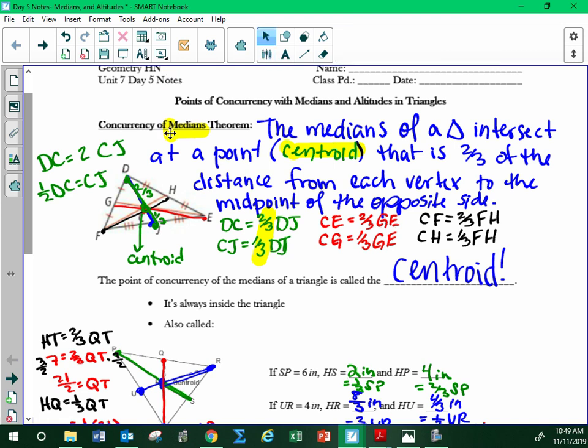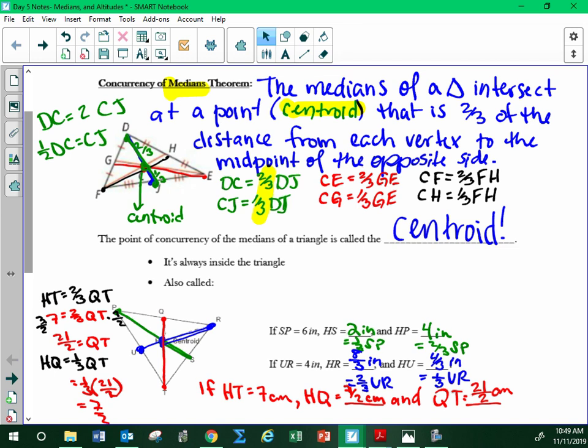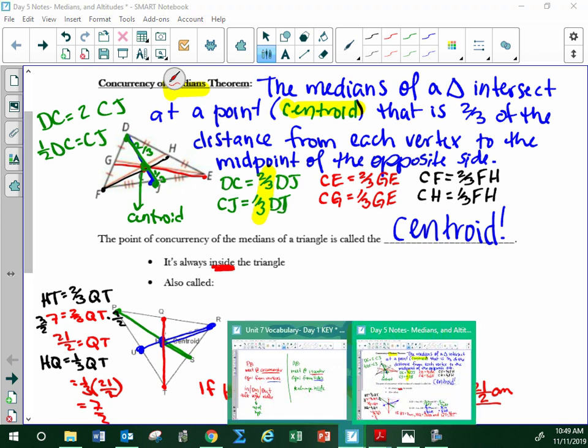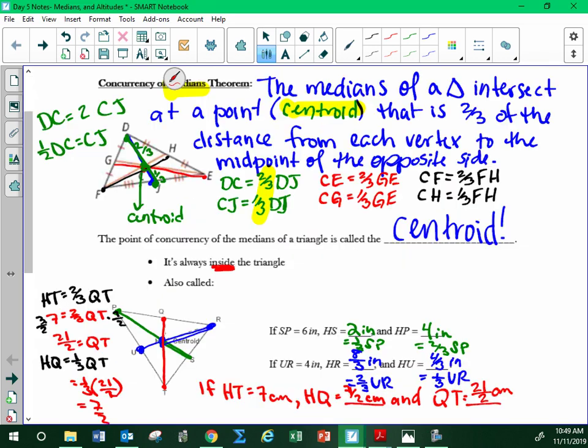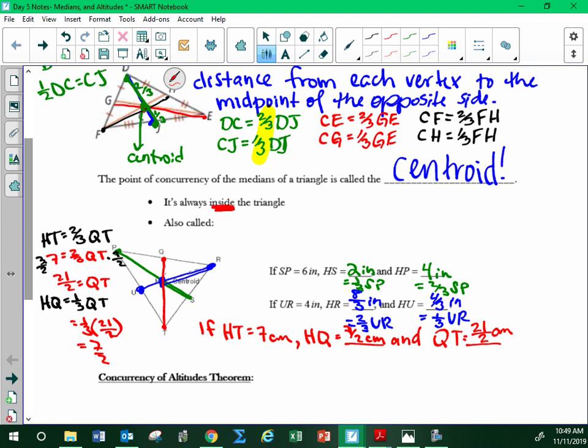Now, our centroid is always inside the triangle. Last time we learned about circumcenter and incenter. Which other one was always inside? Incenter. So it's similar to our incenter in that it's always inside. Now this next bit of information, we don't do a whole lot with it. It's more like just a fun fact, but it's good to know. The centroid is also called the center of gravity of a triangle.